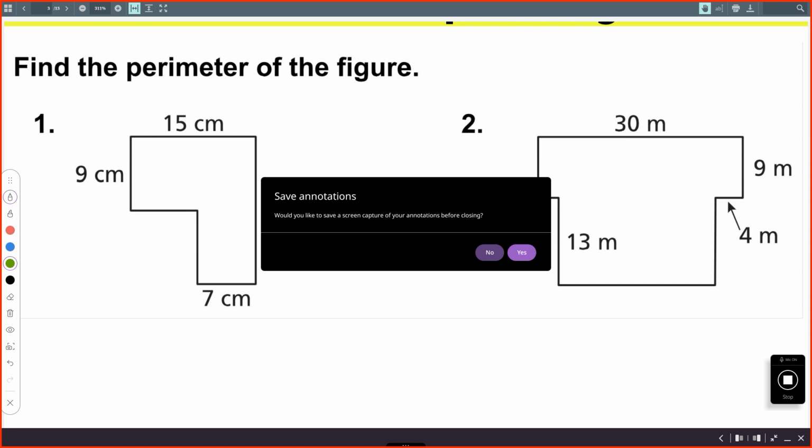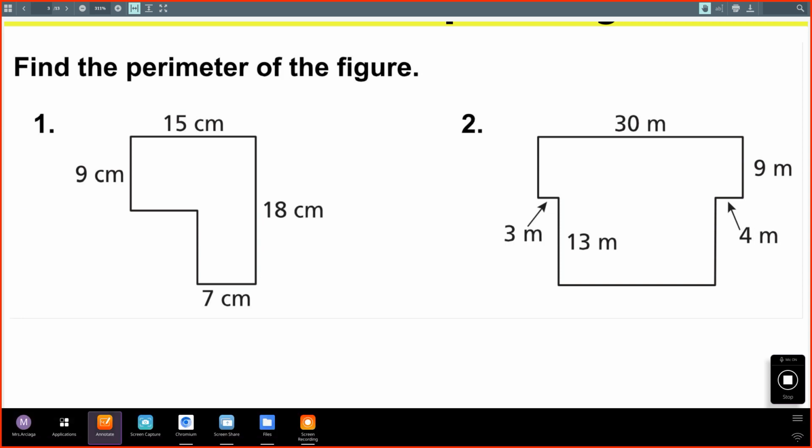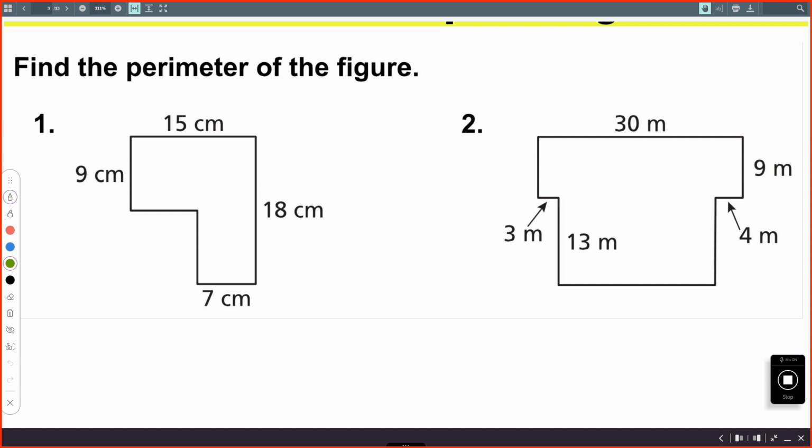Okay, I have to annotate. Okay, you can chop them off into smaller shapes. For example, there you go. If the whole thing is 18 and you take away this portion, that's going to be a 9, and this is also going to be a 9.